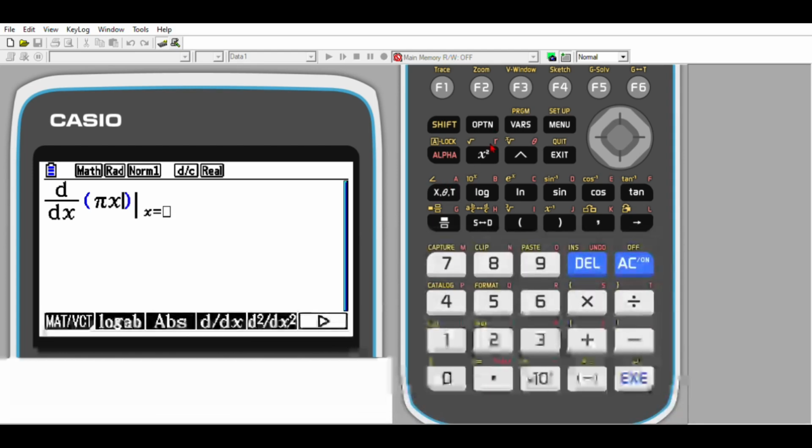We should use x squared because we're talking about the variable x right here, right? So we want to evaluate this function for x equals 3 according to the exercise, right? The value of r. So if you click on execute, you're going to get as a result 6 pi, which is exactly what we got in the electronic assignment. Okay, so that's how you use your calculator to find the derivative of a function for a specific value, okay?